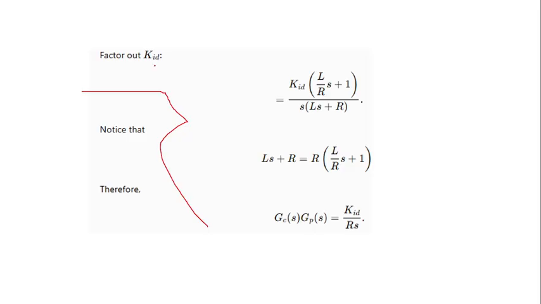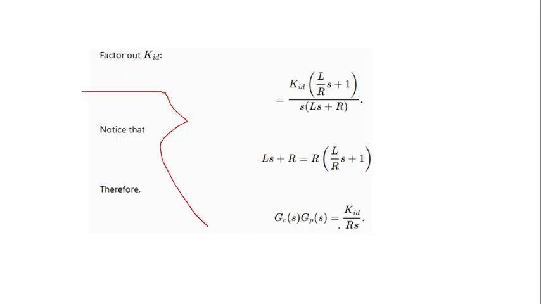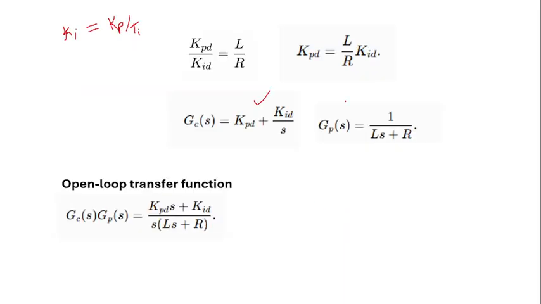Now the factor Kd is equal to, so we can rearrange the same equation in this manner. Ls plus R can be written as R times, if you take R outside, L by R into S plus 1, but L by R is here written as Kpd by Kid. So we can substitute somewhere here, where GpGc is Kd by Rs, what we have written here.